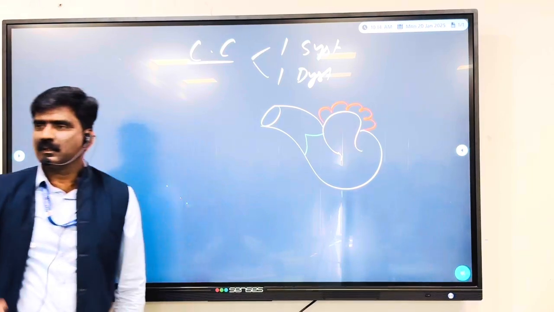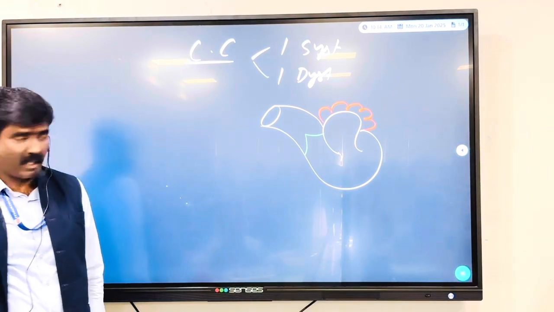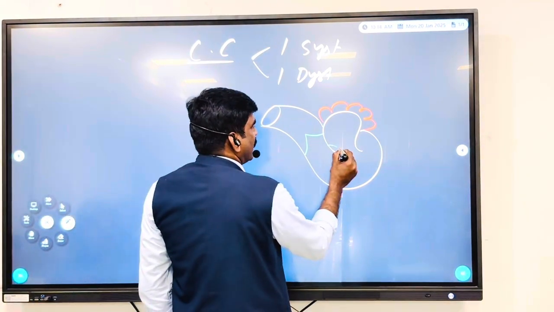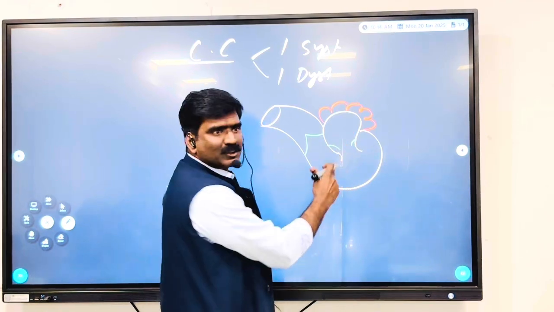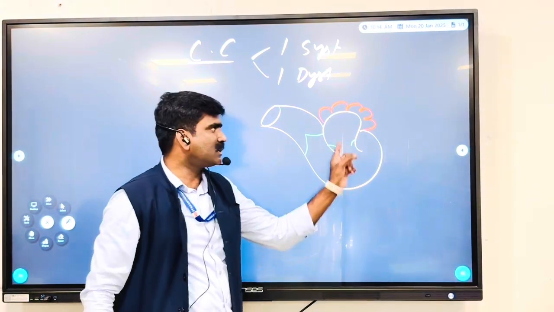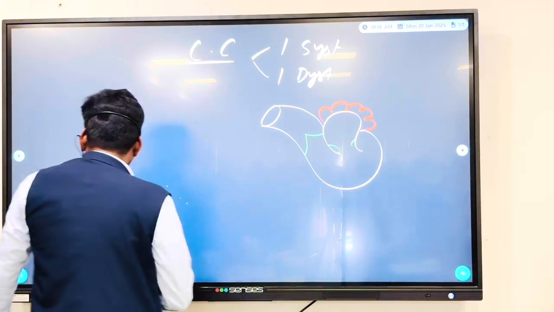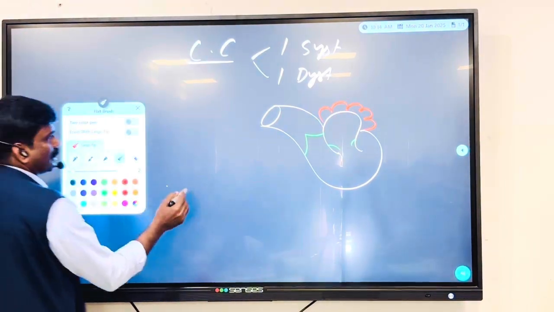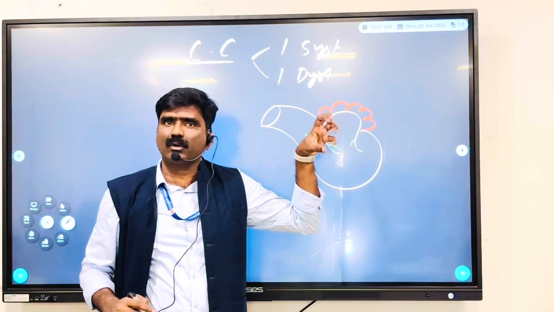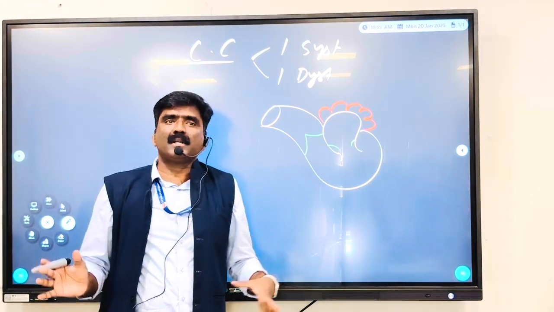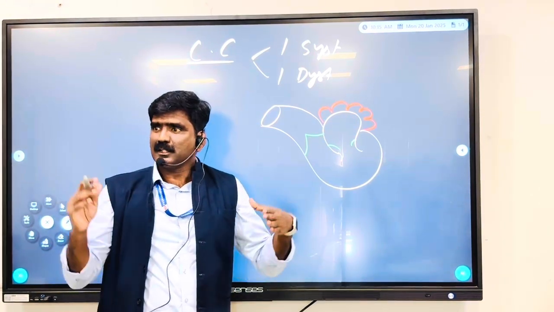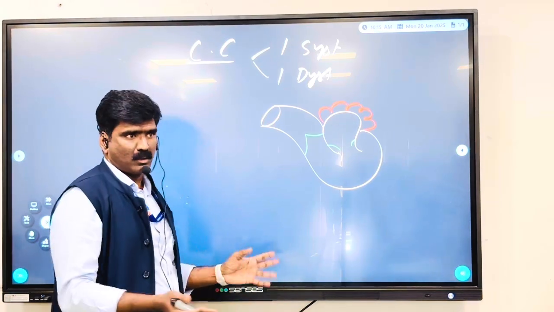So during atrial systole, the aortic valve remains closed, right? And when the atrium is contracting, the valve should open. What is this valve? Mitral valve. The mitral valve is open, and we already discussed last class, when the atrium is contracting, 80% of the blood is already filled in the ventricle.